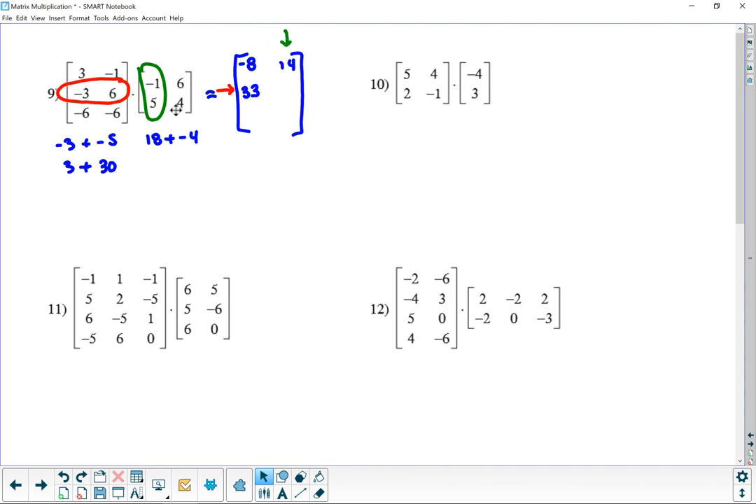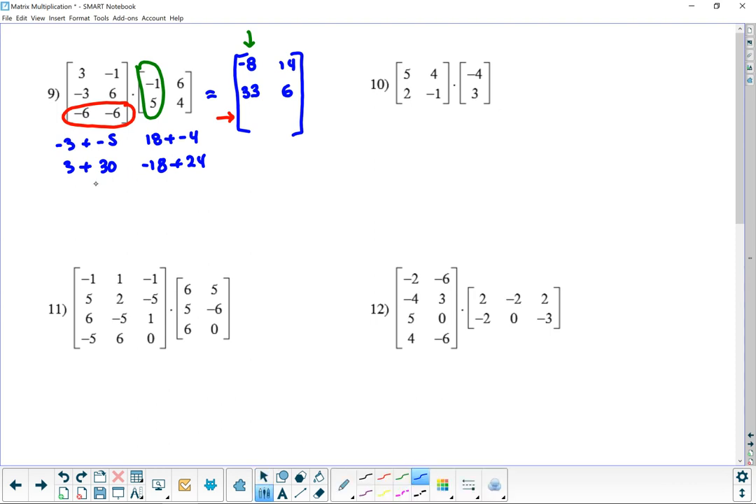With this entry, it's going to be second row, second column. -3 times 6, -18, plus 6 times 4, 24. Total is going to give you 6. Okay. This last one down here. So third row, first column. So here's row 3 and first column. So do the math again. -6 times -1 is 6. Plus -6 times 5 is -30. Total is -24.